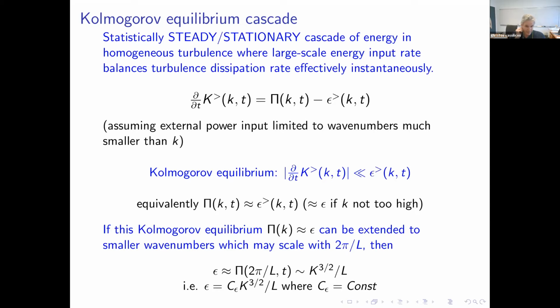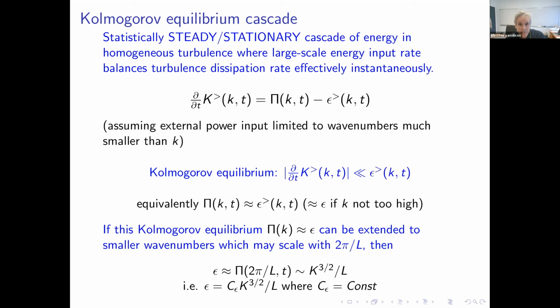So if this Kolmogorov equilibrium could be extended to small wave numbers, as small as the ones which characterize the size of the largest eddies, then you obtain this equation, which in many books is supposed to be one of the most important equations in turbulence theory and modeling: that dissipation scales like the kinetic energy to the three halves divided by the integral scale, the size of the largest eddies. And so you introduce a constant C epsilon, which is supposed to be constant, independent of Reynolds number and time.